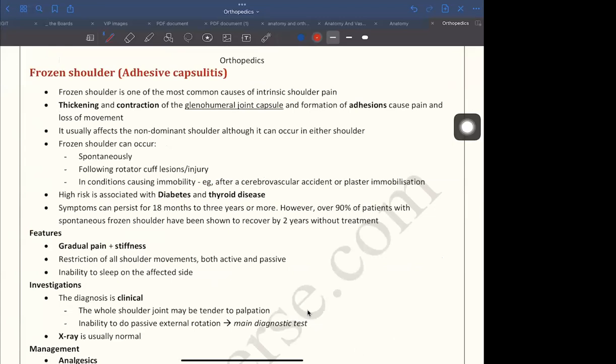There is something called adhesive capsulitis or frozen shoulder, or calcific tendinitis, which you mentioned earlier. It is thickening and contraction of the glenohumeral joint capsule that leads to adhesions, usually called frozen shoulder syndrome. It happens either in the elderly or post-operatively, specifically in patients with breast cancer. It happens spontaneously and usually also follows rotator cuff injury, diabetes and thyroid disease.